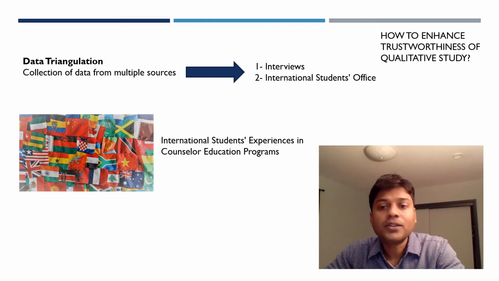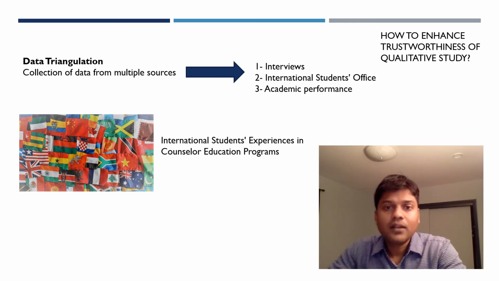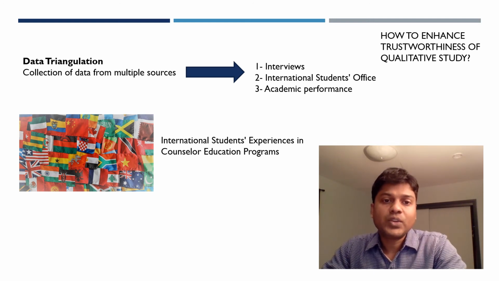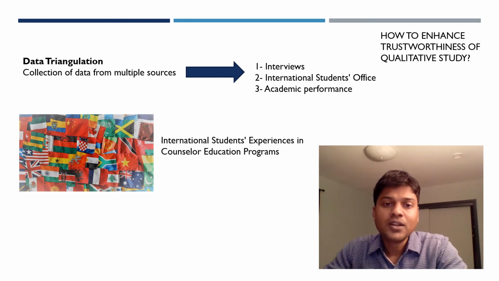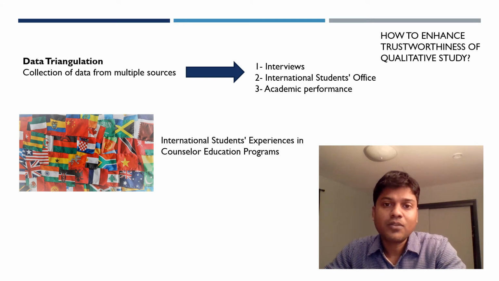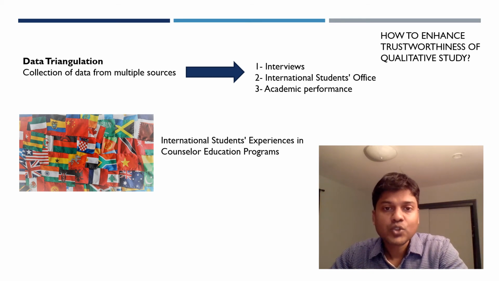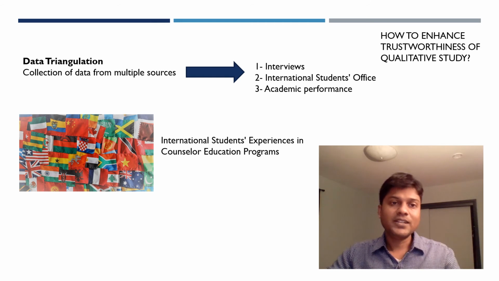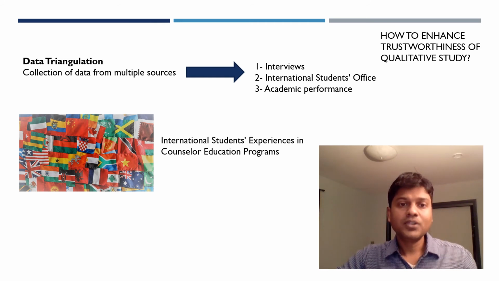What else? What could be the other source of data that I can collect from? I can talk to the dean of students and say, hey, I'm doing this research where I'm interested in exploring international student experiences of those enrolled in counselor education programs. Would you help me understand the academic performance of international students who are enrolled in counselor education programs here as compared to the other students? And I can collect data from the dean of students in terms of the academic performance of international students. So you saw that I collected data about this topic from three sources: students' interviews, the International Student Office, and academic performance. When I collect data from three sources, this is called data triangulation, collecting data from multiple sources.